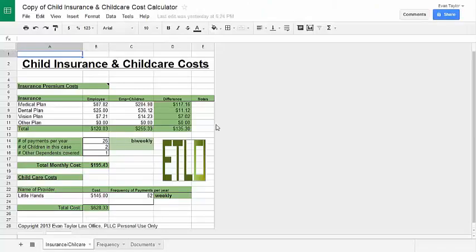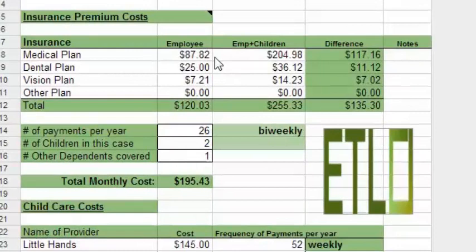So if we look here at the calculator, I've entered into the row that says medical plan the employee cost of $87.82 and then the employee plus family cost of $204.98. I've also done the same thing for the dental plan and the vision plan. What the calculator does is determine the difference and add them all together. So we know for each biweekly pay period, the deduction is $255.33. From that deduction, the children's share is $135.30.